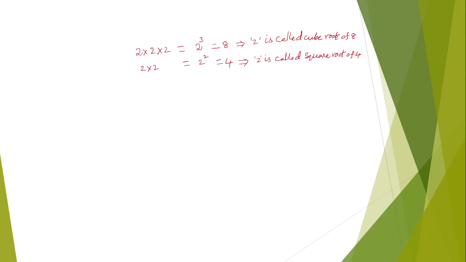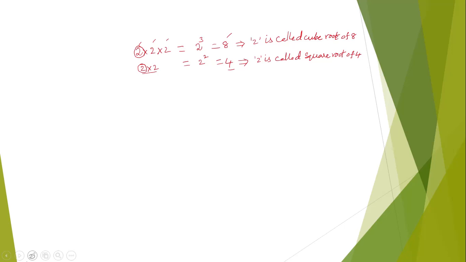Here in the first one, what we multiplied, the equal factor, is 2 into 2 into 2. What we get is 8. Here this 2 is called the cube root of 8. But in the second example, 2 into 2 gives us 4. Here the 2 is called the square root of 4. Okay. You may remember these two statements before we go on to learn about surds.